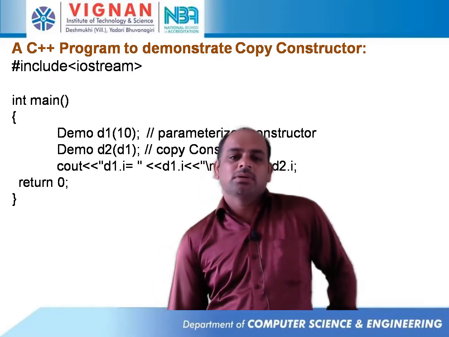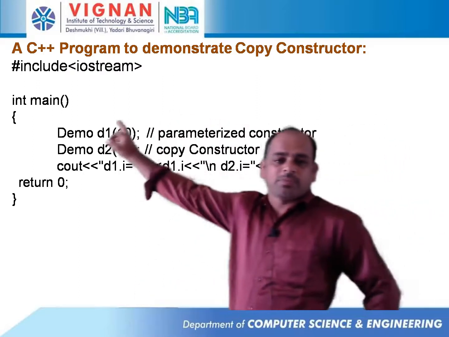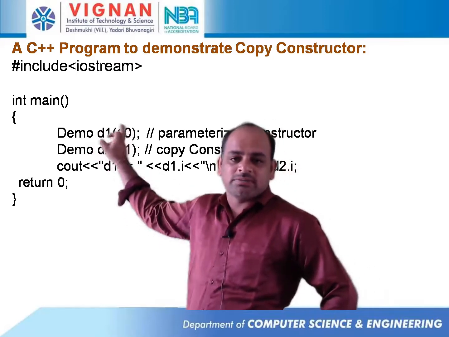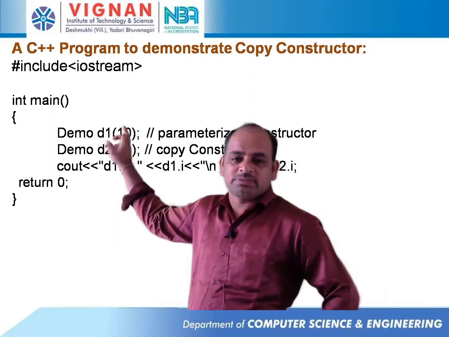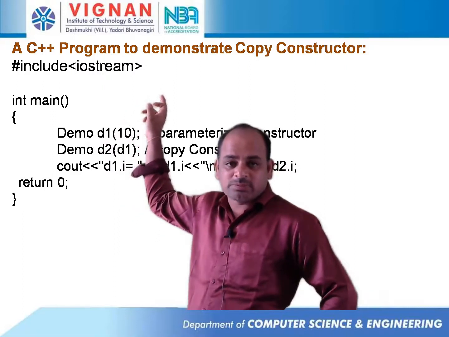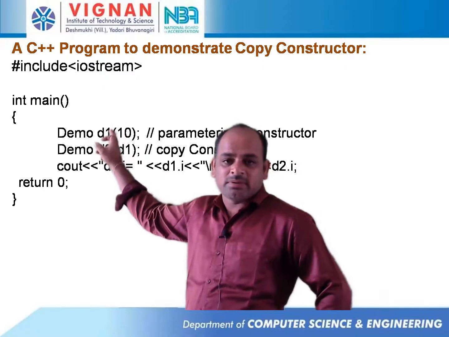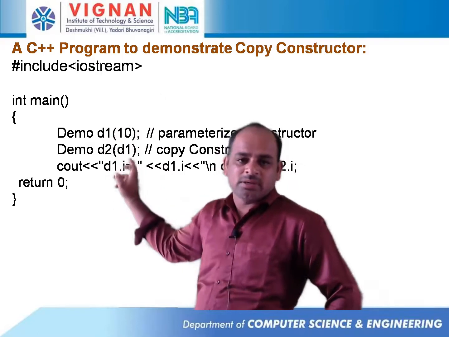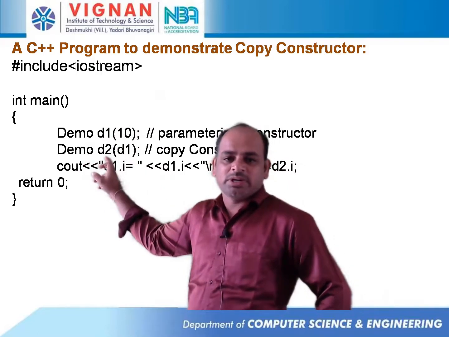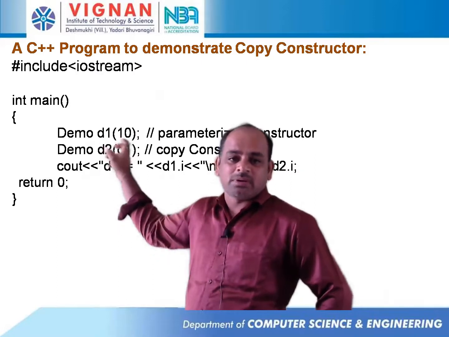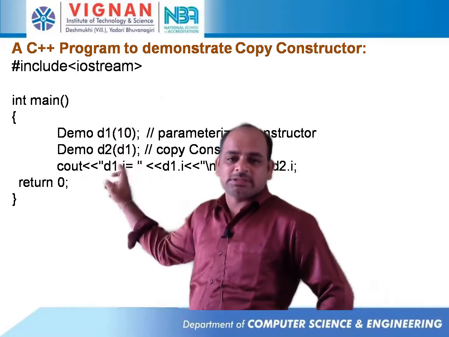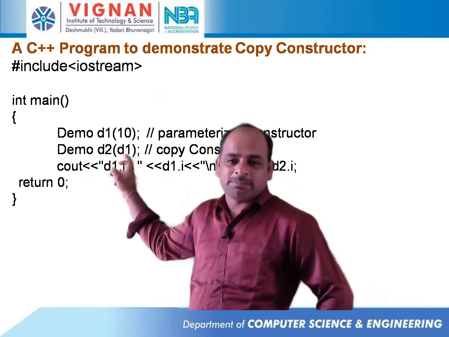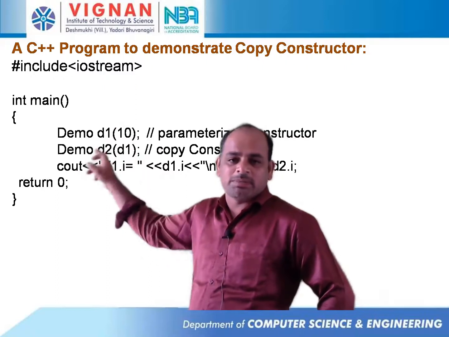Here, the integer Demo D1 object is created with an integer value, which will call the parameterized constructor whose parameter is integer. D1 has the data member i initialized with 10. And this is a copy constructor, Demo D2 of D1. That means the content of D1 we are passing as a parameter, so when D1 is passed as a parameter, the content of D1 is copied into D2.